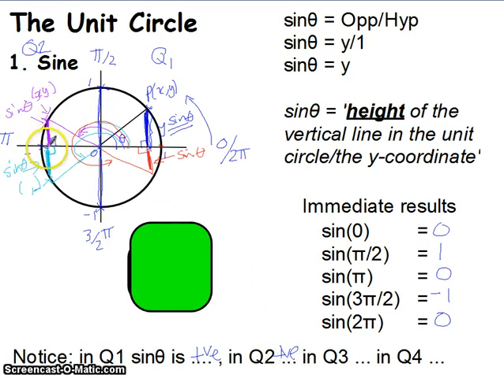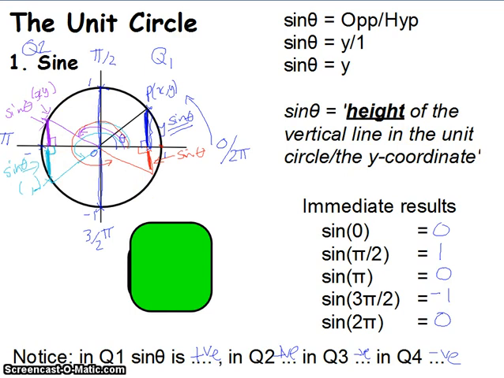In quadrant 3, it drops below the x-axis, so you can see that the height is going to be negative, from 0 all the way to minus 1. So it's negative here, and you should be able to see that as we carry around here, this height is going to be negative here as well. So the y coordinate is negative. So we've got positive, positive, negative, negative.